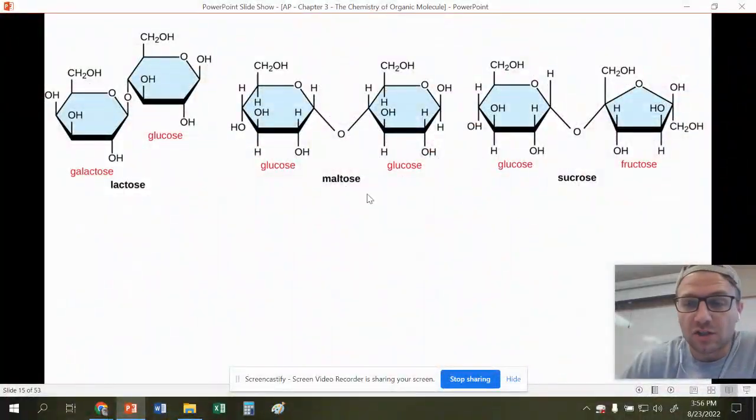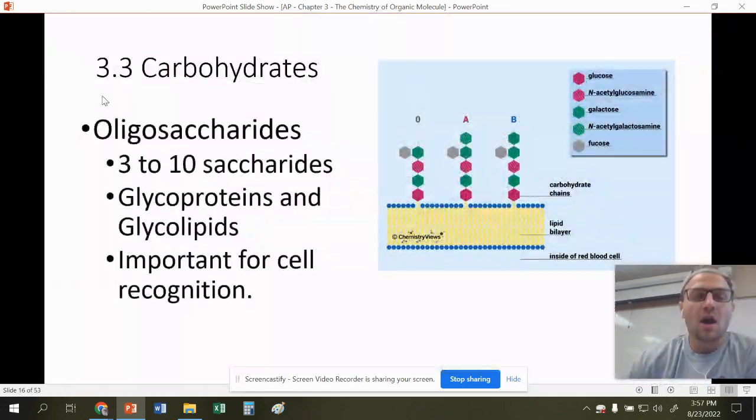Oh, and there are a bunch of different disaccharides. There's actually more than this, but you can see the different lactose, maltose, and sucrose. They have different monosaccharides. You can see galactose and glucose, glucose and glucose, glucose and fructose. And the structure of the monosaccharide determines how they bond together. Again, structure determines function.